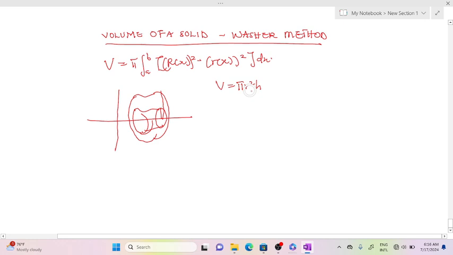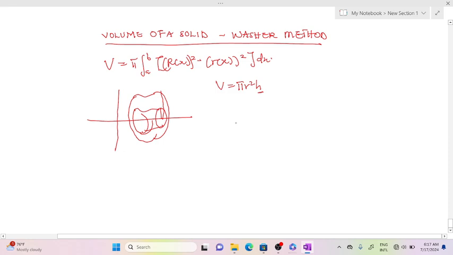Our h is simply the change in x. If it was revolved around the y-axis, here it will be R of y and dy. As simple as that. So this is all about the Washer method. Nothing strange, nothing difficult, right? So let's see how you can use this to solve a problem.